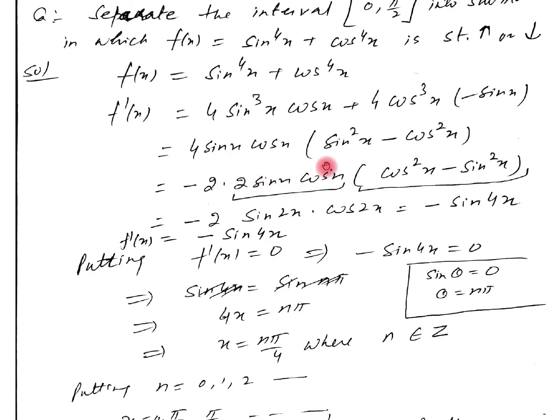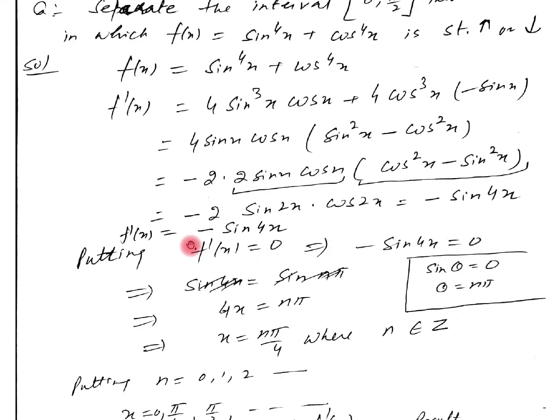Now we know this is the result of what? Sine 2x. And this is the result of what? Cos 2x. So it can be written as sine 2x, and it can be written as cos 2x. Again applying the same result, sine 2a is 2 sine a cos a. Again our angle is what? Minus 2 sine 2x into cos 2x. Then it becomes minus sine 4x.